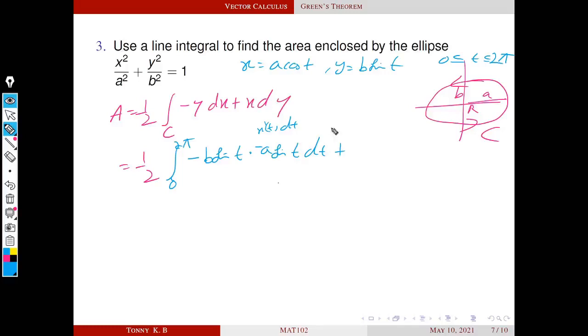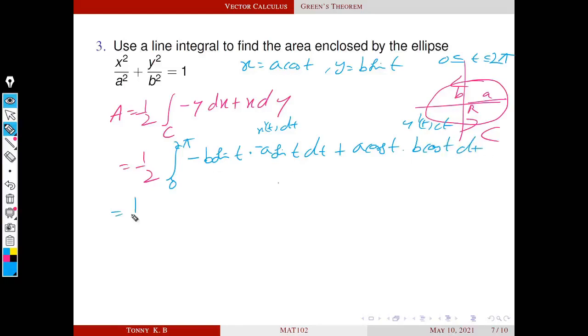And what about the second term? What is our x value? That is a cos t, into, instead of dy we use y dash of t dt. That is the formula for evaluating the line integral. So what about y dash of t? That is b cos t. So this is b cos t dt.